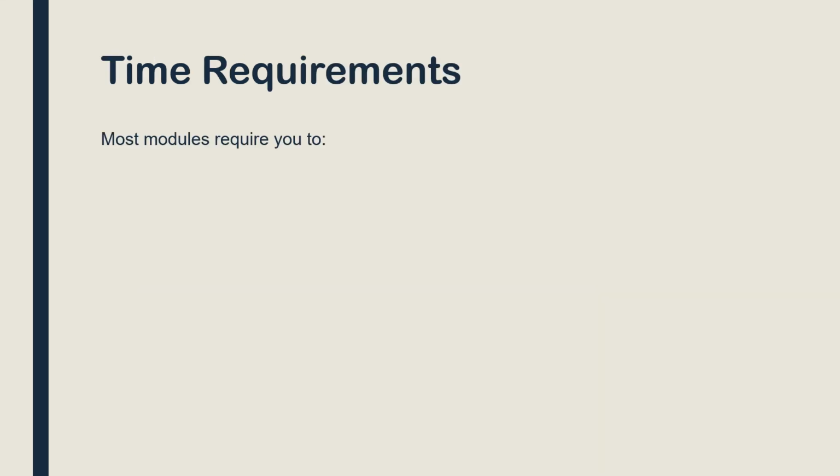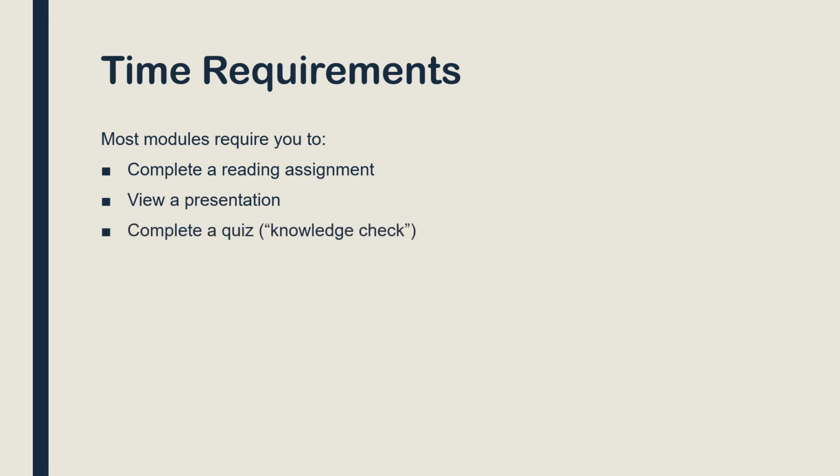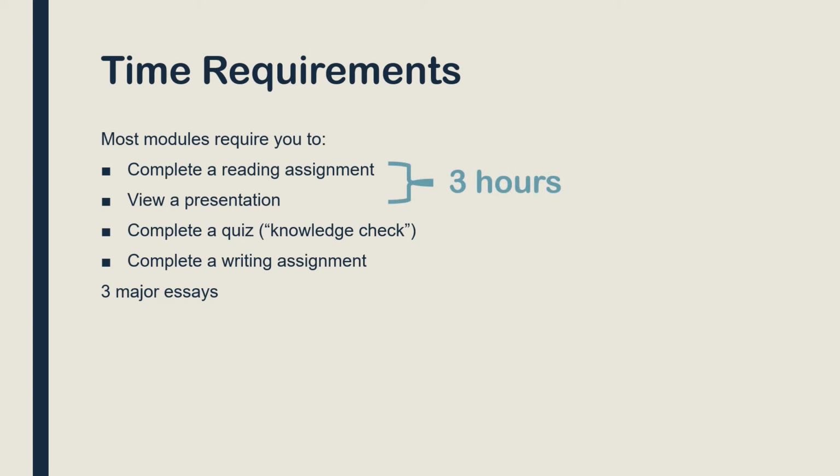Most modules require you to complete a reading assignment, usually a chapter from our textbook. View a presentation on the topic of that module. Complete a quiz or knowledge check on the material you learned from the reading assignment and presentation. And complete a writing exercise that requires you to apply what you've learned from the reading assignment and presentation. Throughout the course, you'll also be working on a total of 3 major essays in addition to the work listed above.